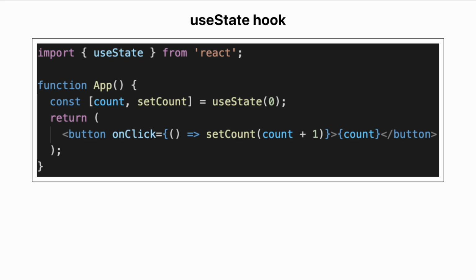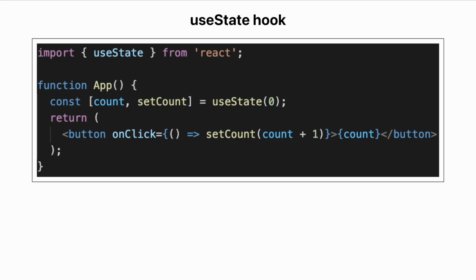The first value is the current state. During the initial render, it will match the initial state we have passed. This value is considered read only and it should be updated through the set function. The set function lets us update the state to a different value and triggers a re-render. The argument to this set function can be a value of any type or a function that takes the pending state value and produces the next state value.